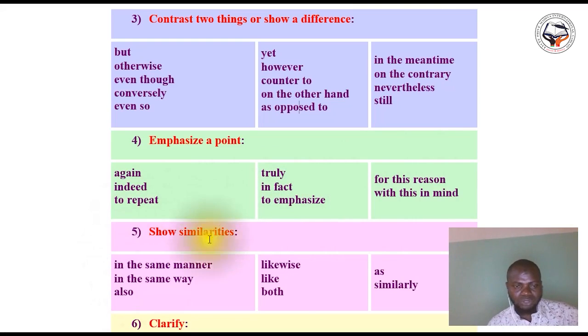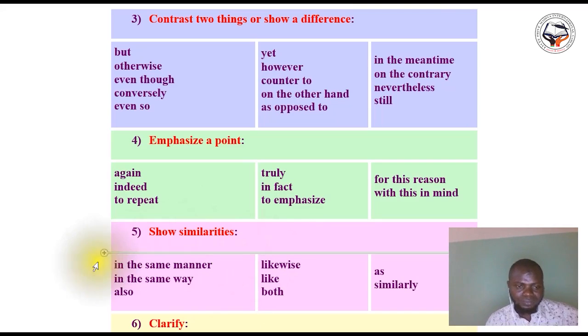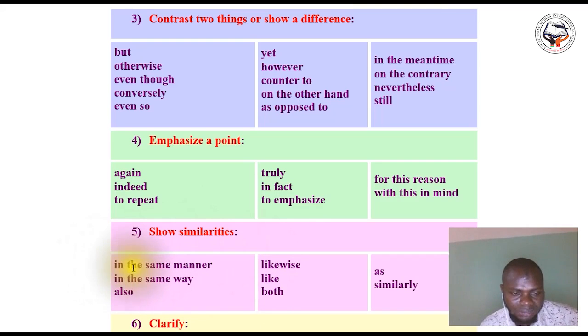Now, if you want to show similarities, similarities means the same thing. Two things are similar when they are the same. Here they are not different, but they are the same. So in this case, the expression that must be used to show similarities is: in the same manner.